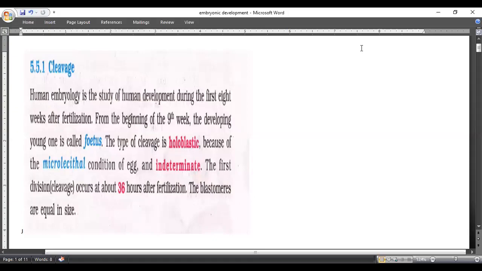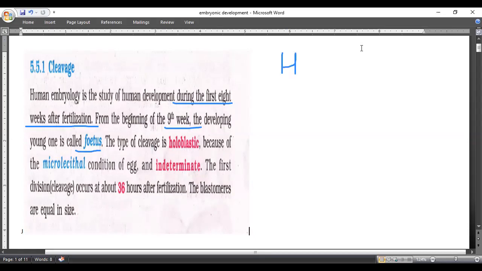Embryonic development in human beings. Human embryology is the study of human development during the first 8 weeks after fertilization. From the beginning of the ninth week, the developing young one is called a fetus.